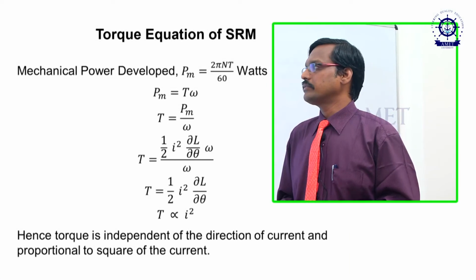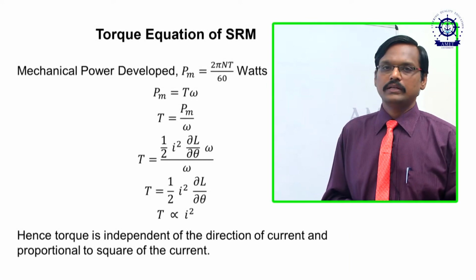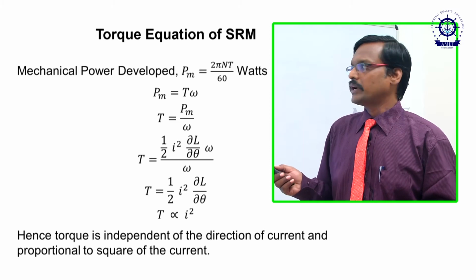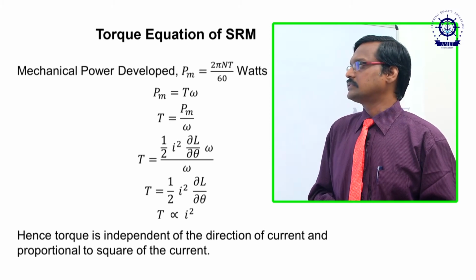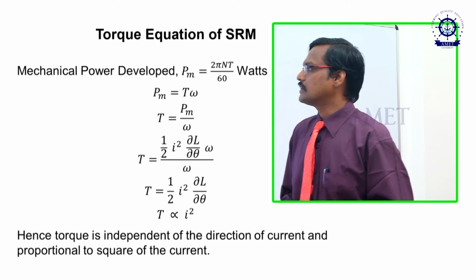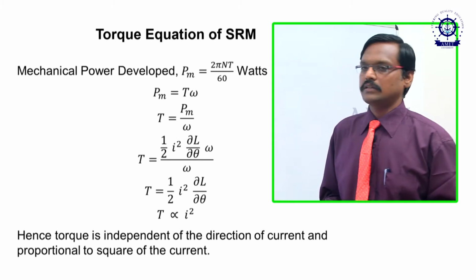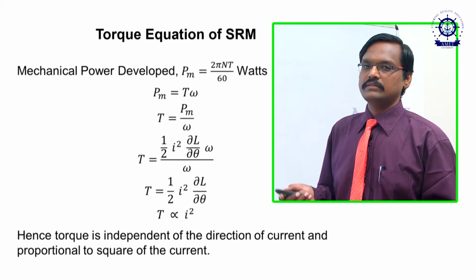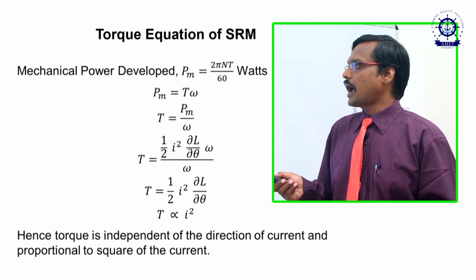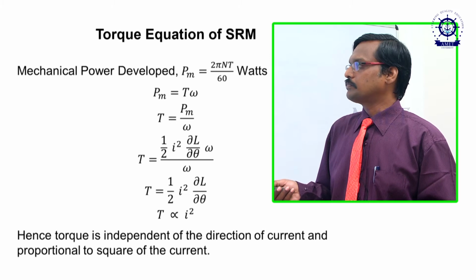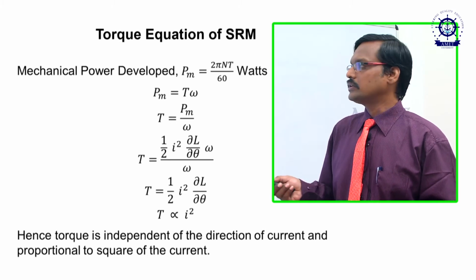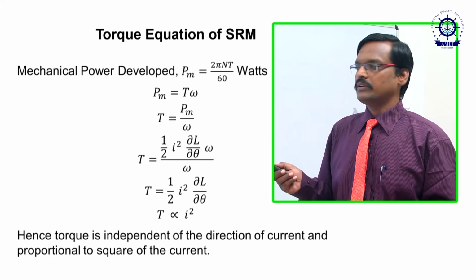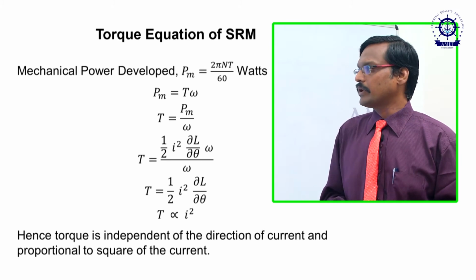The basic general equation for mechanical power developed is P = 2πNT/60. Here N is the speed of the machine, T is the torque, and 2πN/60 represents the angular velocity ω. So, the mechanical power developed Pm = Tω, which gives T = Pm/ω.